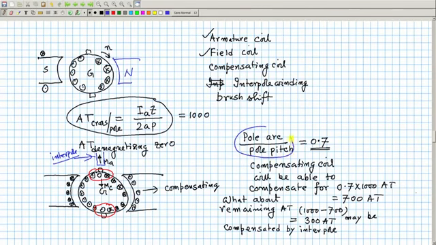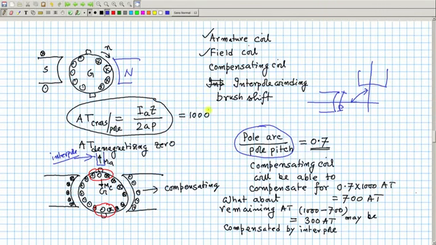it will depend upon the ratio of pole arc to pole pitch. Suppose this is one pole, this is another pole; this is the pole pitch, and the pole arc is only this much, like that. Anyway, so 70%, then the compensating coil has to compensate for all the armature current. Therefore, it must be connected in series with the armature, and how much MMF per pole it has to provide, I can then calculate, 70%.